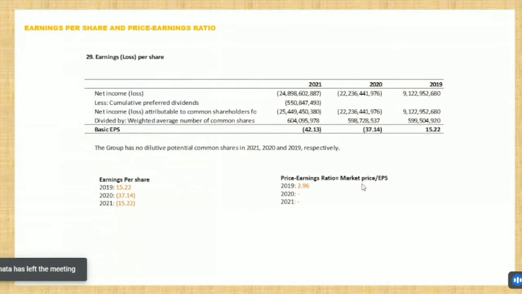So, dahil negative yung kanilang earnings per share, they will not have a PE ratio, and since they left off 2019 with positive income, we will focus on it with an EPS of 15.22, and if we follow the formula for price earning ratio, the market price divided by the earnings per share, we will come up with a price earning ratio for 2019 of 2.96.